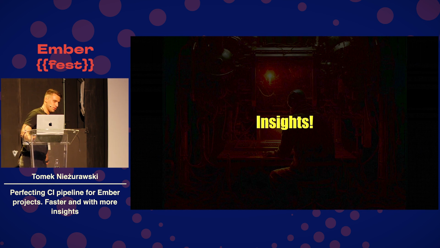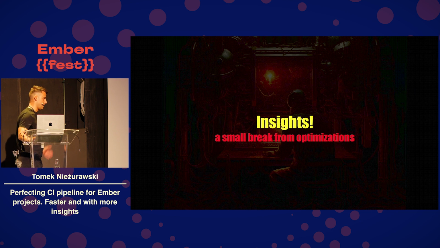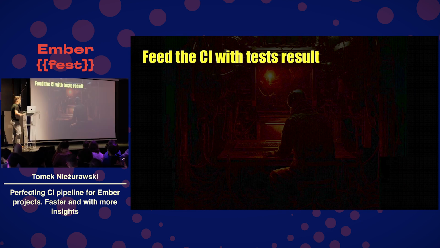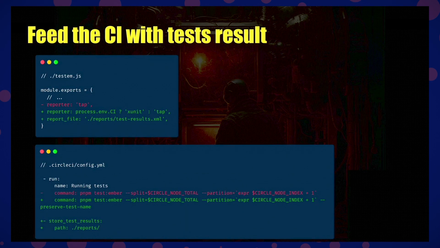So now let's switch the topic a little bit to the insights. That's a small break. And I think we can feed the CI with test results. First thing you want to do, probably you would like to still keep the default reporter for TestM, which is TAP, but you can switch on a CI to XUnit and save it to a file, to reporters, or whatever you want. But this is some XML.